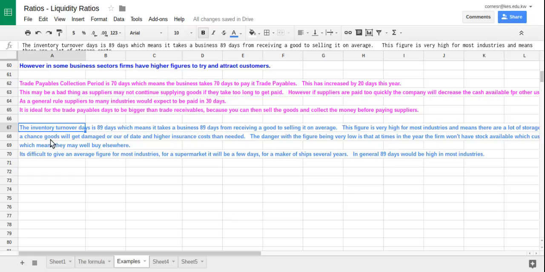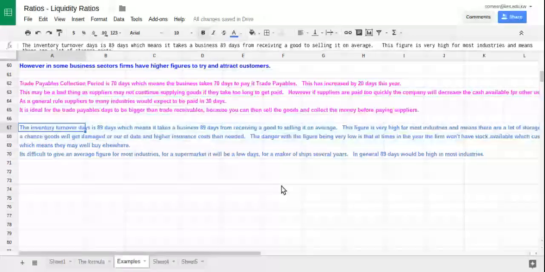You've got a lot of storage costs attached to it. There's more chance that goods will get damaged if you've got more goods in the storeroom. You have to pay more insurance costs because you've got a higher value of goods on the premises, and there's more chance goods will also become out of date. So generally, a figure of 89 days would be too high.